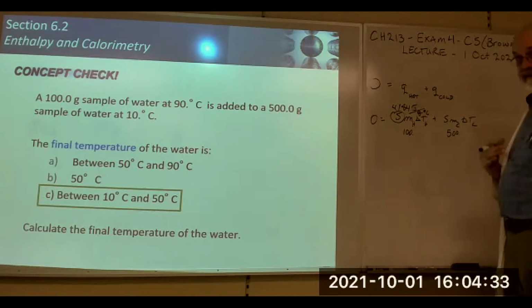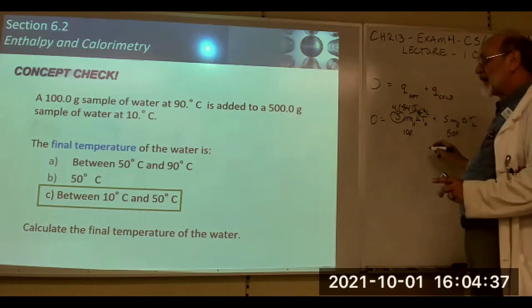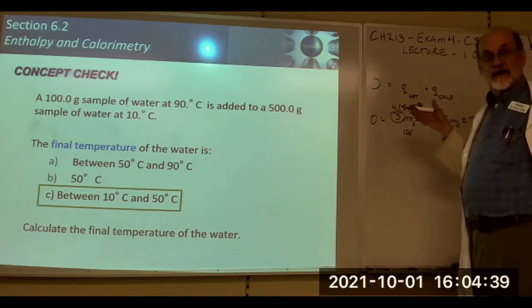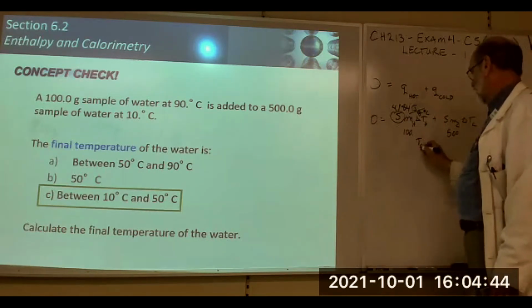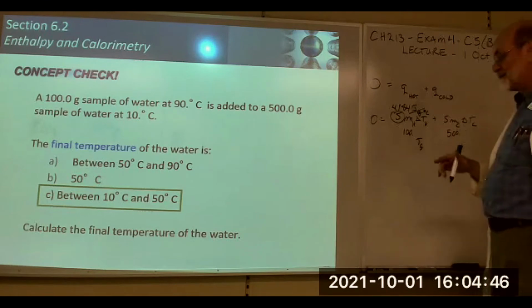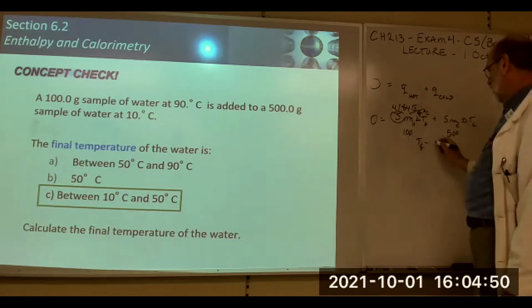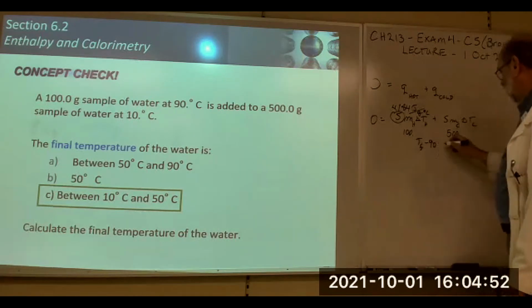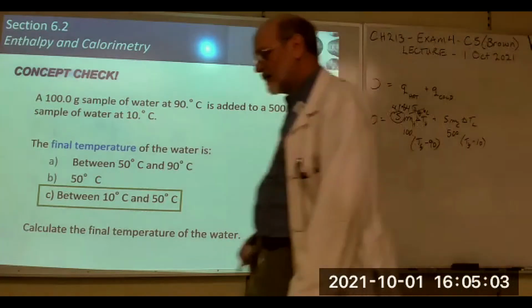Delta T is final minus initial. So what's the final temperature? That's the question. That's the unknown. So T final is the same for both of them, minus the initial. So for the 100 grams it's 90, and for the cold water it's 10. So T final minus 10. There you go. So where's my calculator?